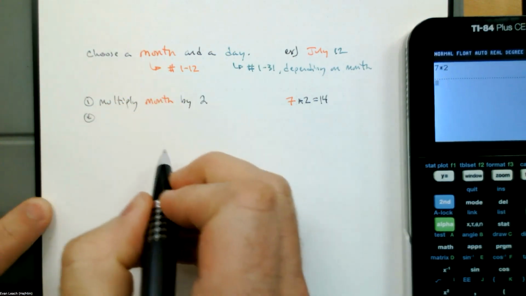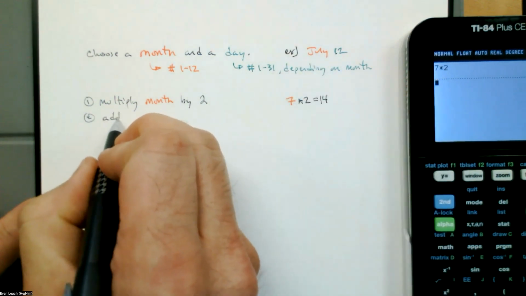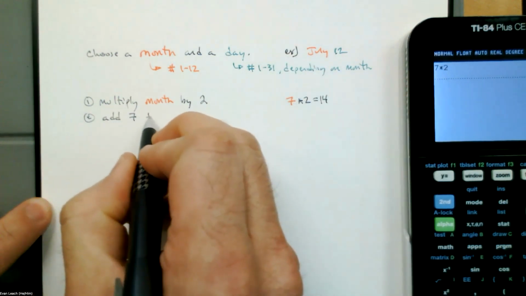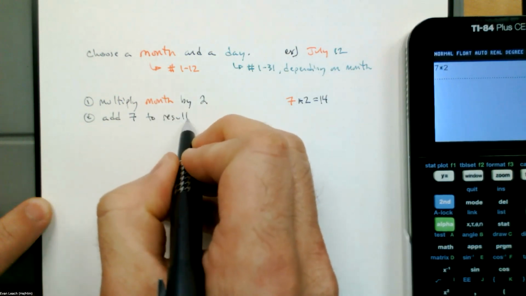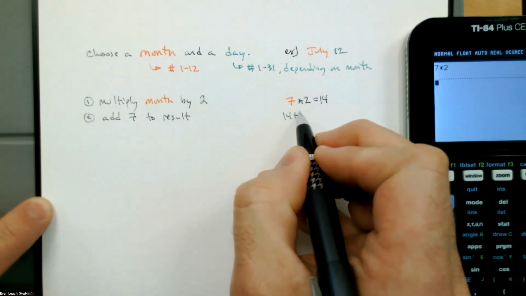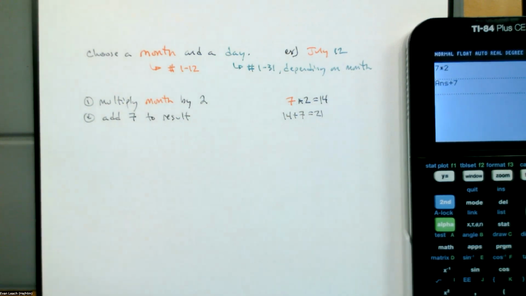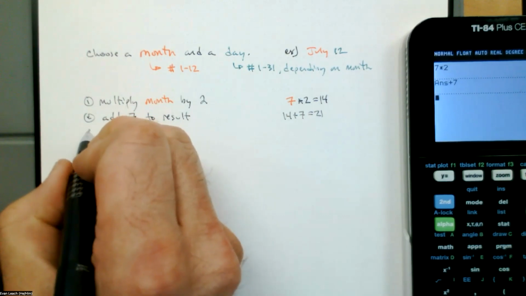Step 2, I want you to add 7 to the result. Not 7 because July, just add 7. Don't add the month, add 7. So I'm going to take the 14 plus 7 is 21. Don't add your month, add just the number 7. The only time you use the month is right there. Step 3. Multiply by 50.